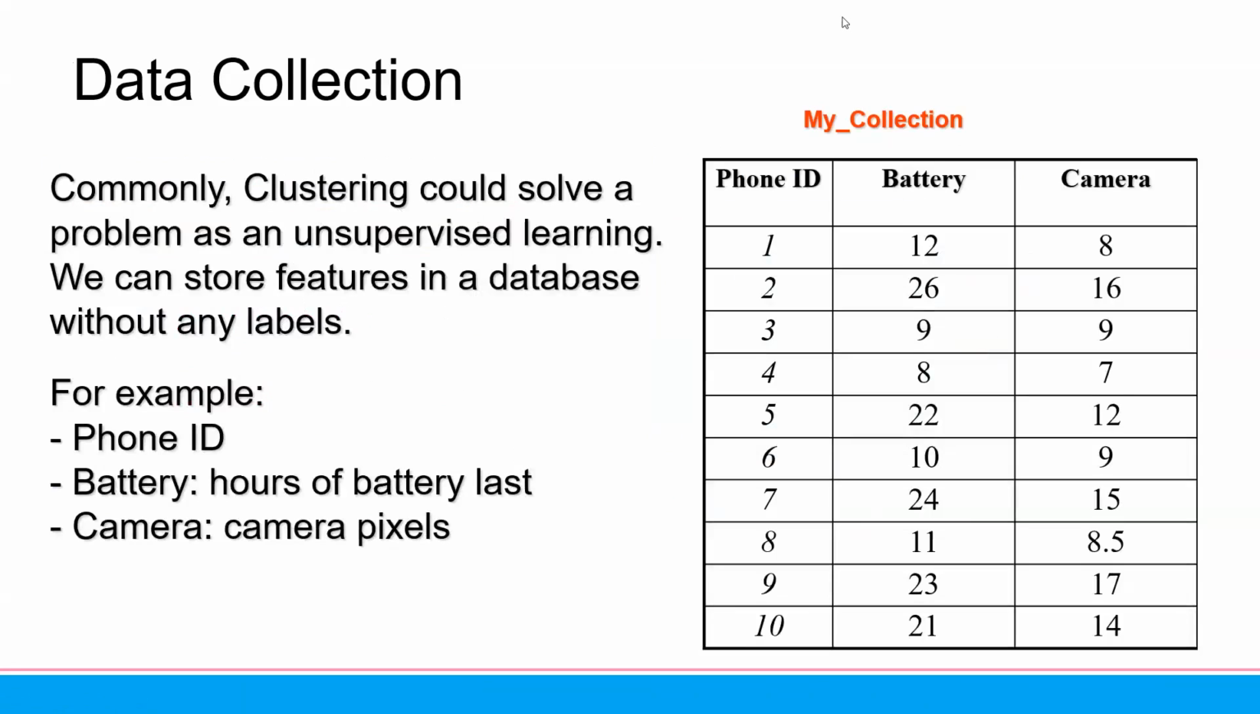Let's say I have phone ID. Maybe this is a kind of jumbo phone, second-hand phone. So I know the phone number one, the battery. The battery means how many hours the battery can last. I know that this phone ID 1, the battery can last for 12 hours. And the camera is 8 megapixel.